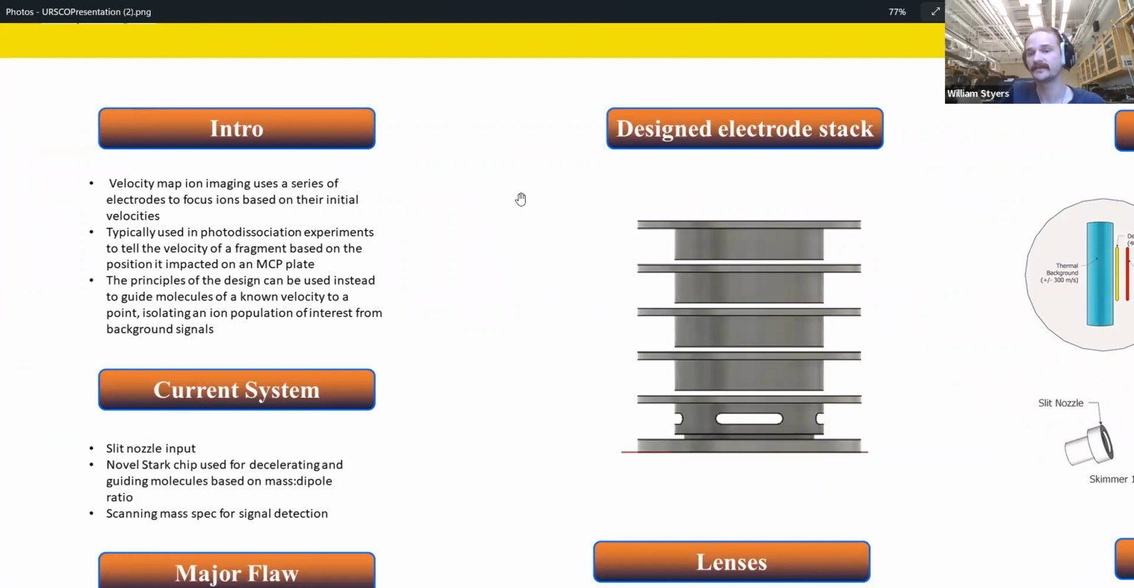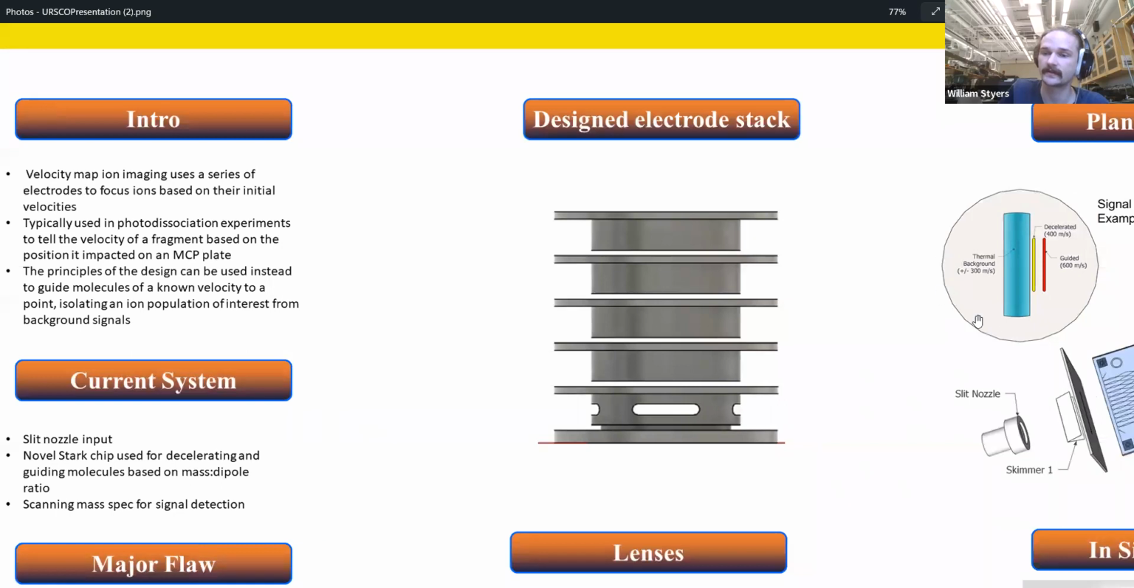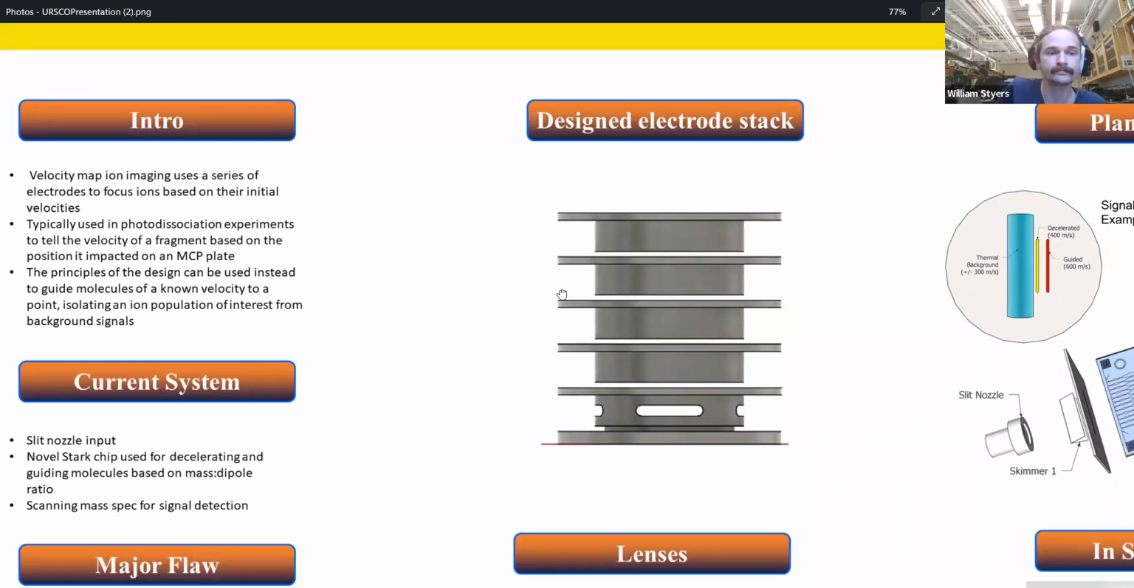Velocity map imaging is typically something that uses an electrode stack akin to this stack here on the right, where ion molecules that begin in this general ionization radius and have the same velocity vector will get mapped to the same point in space, akin to this kind of predicted spectra here.